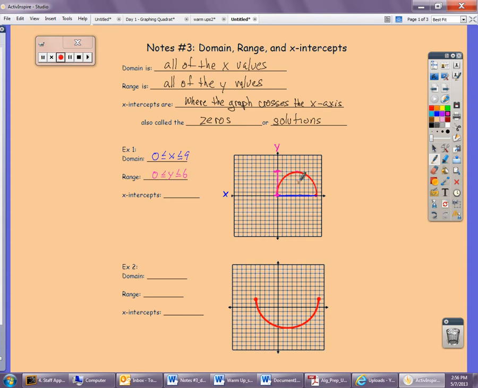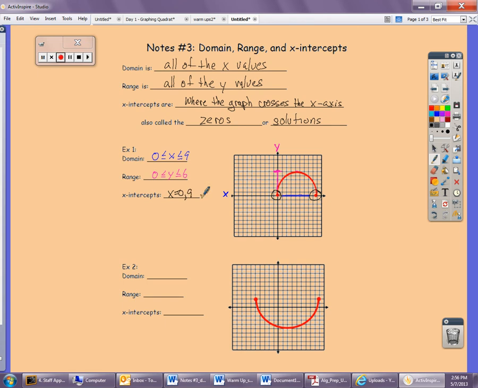Now, to find the x-intercepts, where the graph crosses the x-axis: in this case, we have one here, and we have another one right here. So there are two x-intercepts. The first one is at 0, and the second one is at 9. So the x-intercepts are 0 and 9.